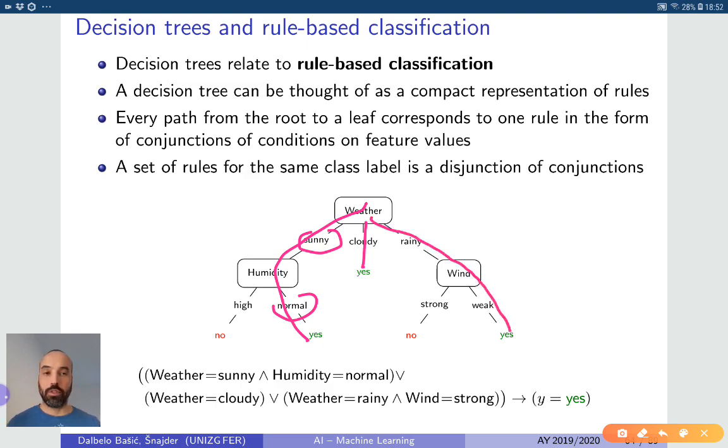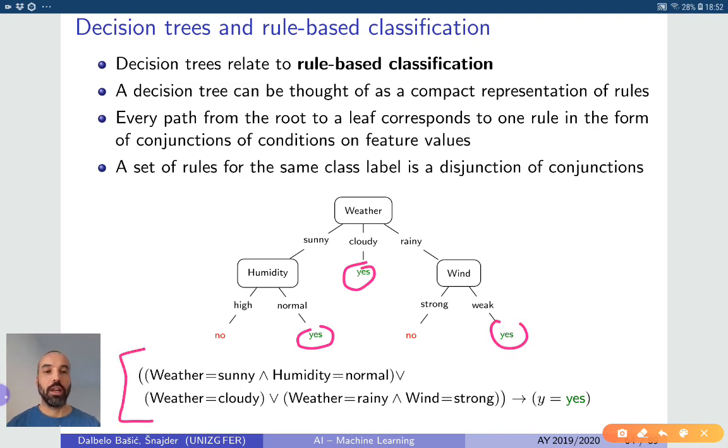So there are three options in this case to get a yes, and they stand in a disjunction. So basically a set of rules for the same class label is going to be a disjunction of conjunctions, where the conjunction corresponds to one path and the disjunction corresponds to the set of paths, right? So, for example, the rule for yes in this case would be the following one: weather is sunny and humidity is normal, which is this branch, or weather is cloudy, which is this branch, or weather is rainy and the wind is weak, which is the third branch.